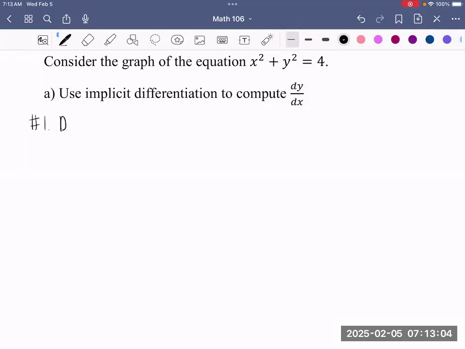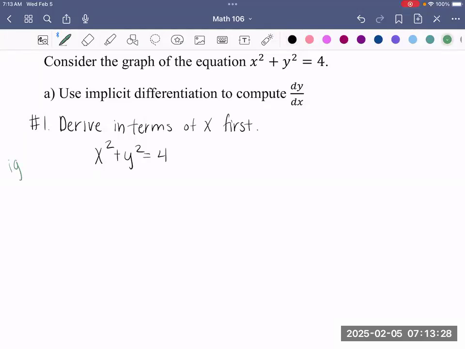But first, let's differentiate from what we know, just with one variable. Step one, differentiate in terms of x first. So if we have x squared plus y squared is equal to 4, I'd like you to just ignore your y for now.